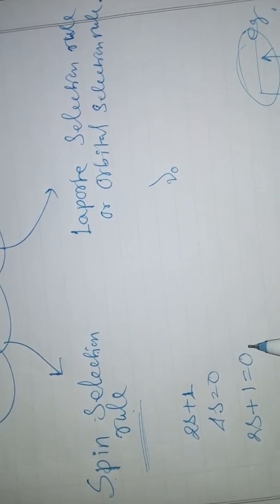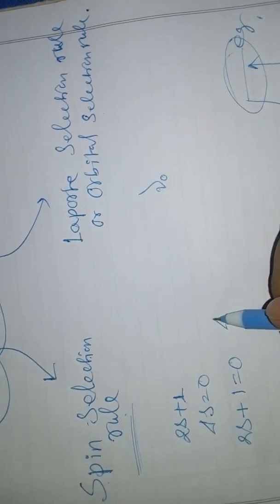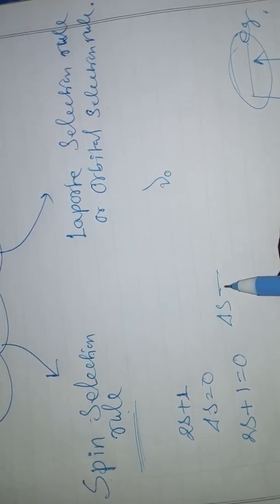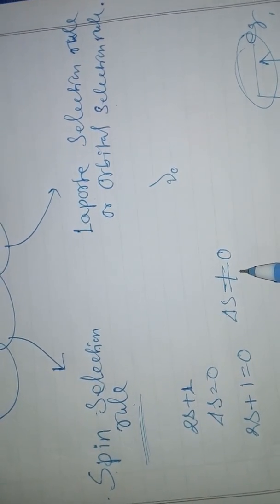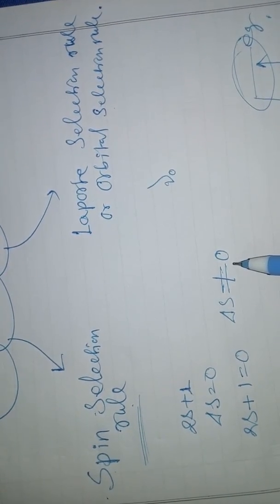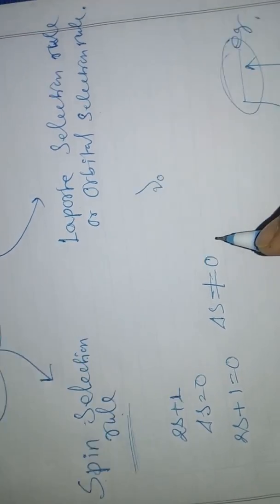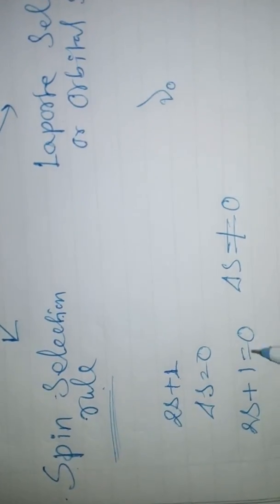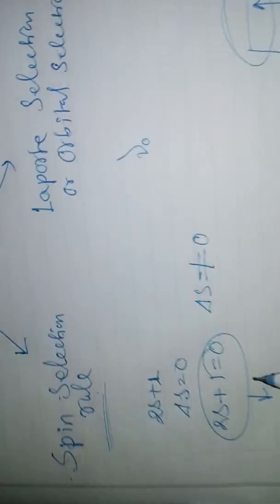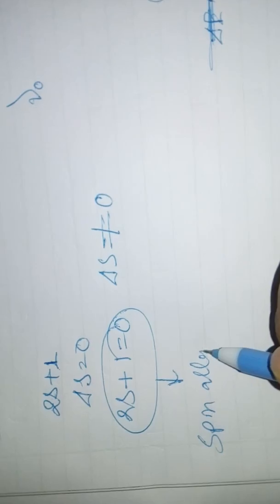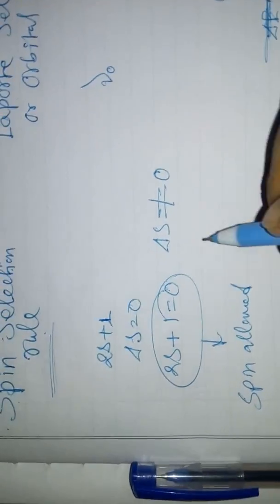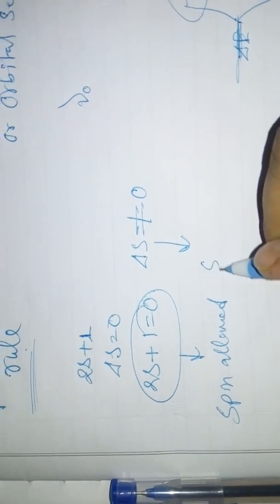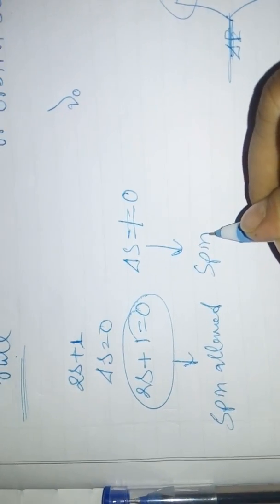Transitions for which delta S not equal to 0 are spin forbidden. This one is spin allowed, and this one is spin forbidden.